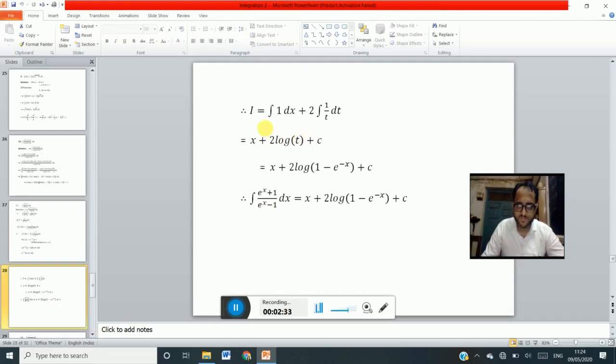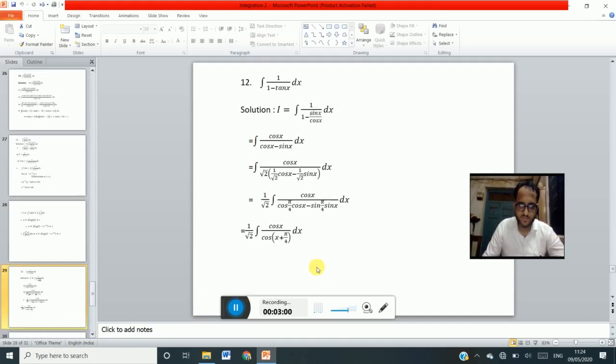So what is next then? I equals integration of 1 dx plus 2 into integration of 1 by t dt after substitution. So integration of 1 dx is x, plus 2, and integration of 1 by t is log t plus c. So we get x plus 2 log t, where t is 1 - e^(-x), plus c. This should be the final answer for this question, right? Then see the next example.